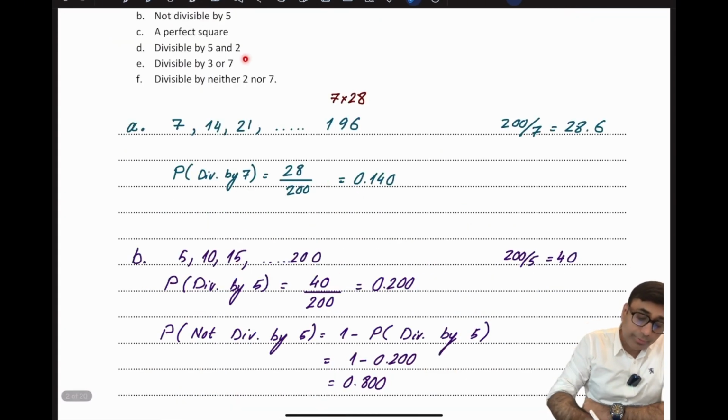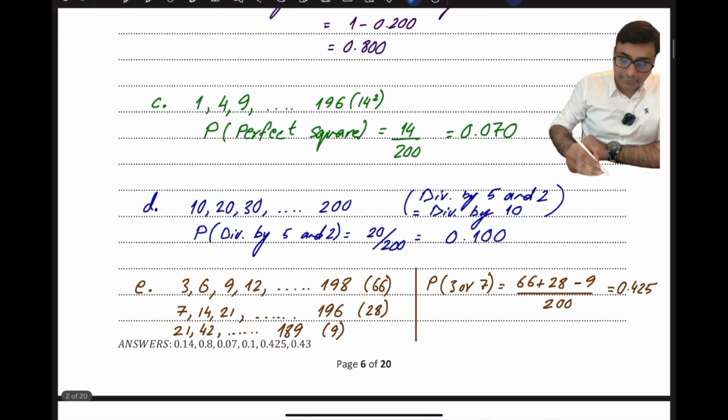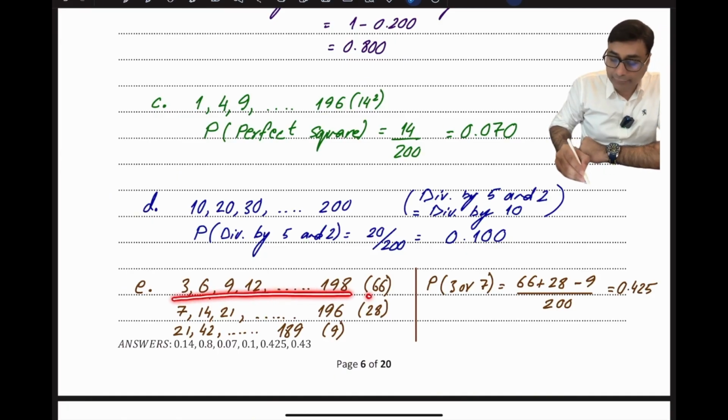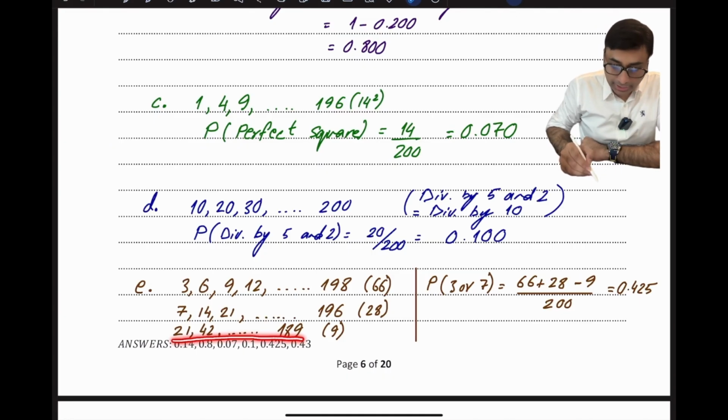Next up, I need the probability of it being divisible by 3 or 7. So since I need it to be divisible by 3 or 7, I can make a list of those numbers which are divisible by 3. I have to include that. I'll make a list of those numbers which are divisible by 7. I have 28 such numbers. And then I'm going to make a list of those numbers which are divisible by 21, that is divisible by both 3 and 7, and that's adding up to 9 numbers.